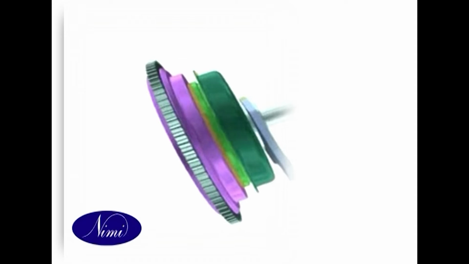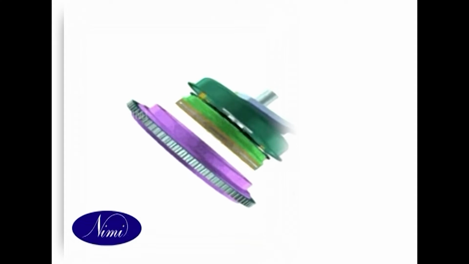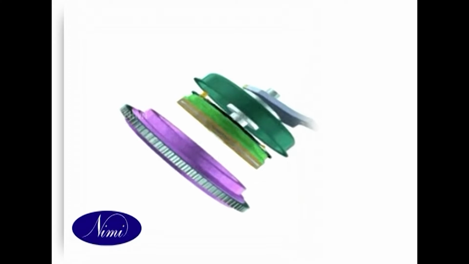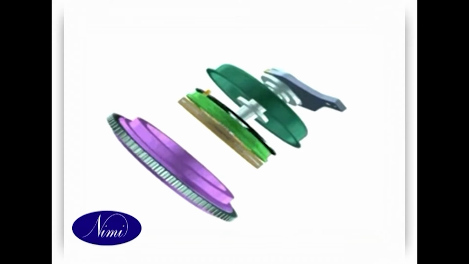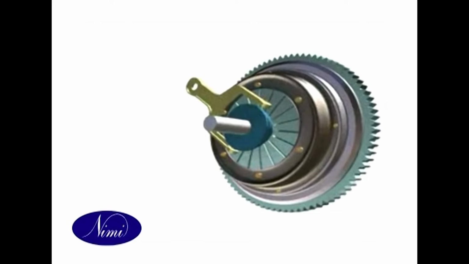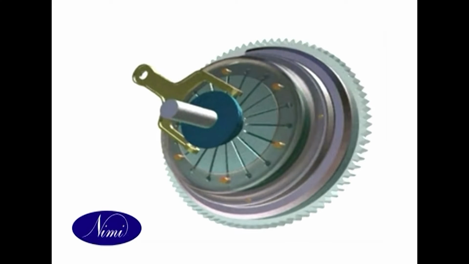The clutch used depends on the type of gearbox. Automatic gearboxes normally use a fluid clutch which automatically disengages when the engine speed falls below 800 revolutions per minute. Manually operated gearboxes use a dry friction clutch.